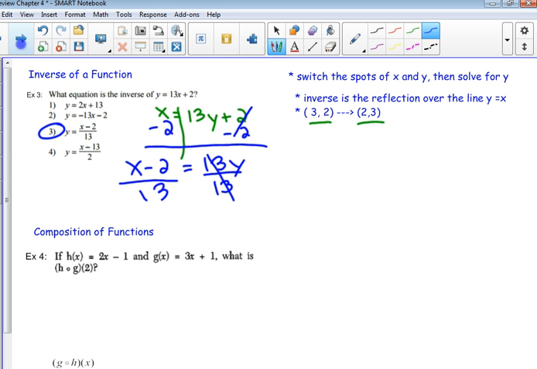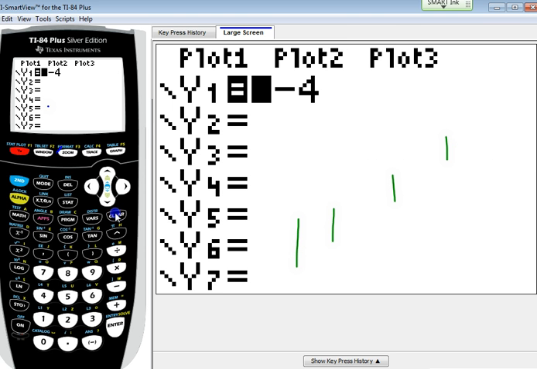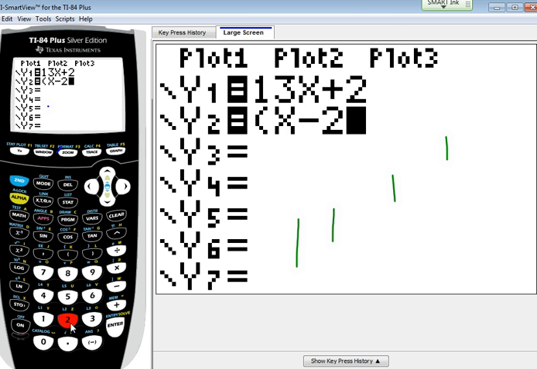And the inverse is always a reflection over the line y equals x. So if you graph both of these in a calculator, so if we do 13x with a minus 2, and then what's plus 2? Alright, so if this was your original, 13x plus 2, and then if we graph the new one that you had, we want to put parentheses around the top, because those are together, divided by 13. And so if we graph these, it should reflect around the line y equals x.